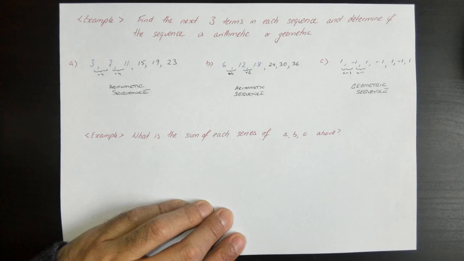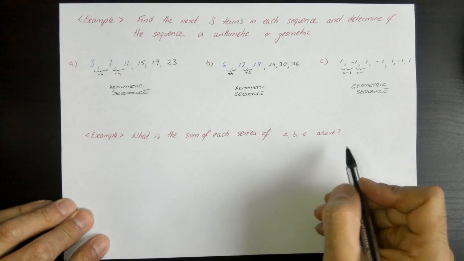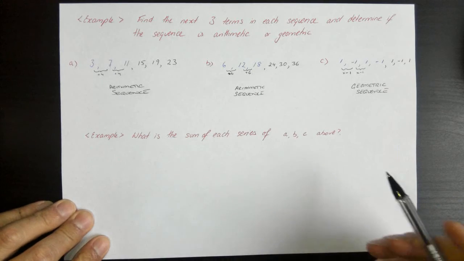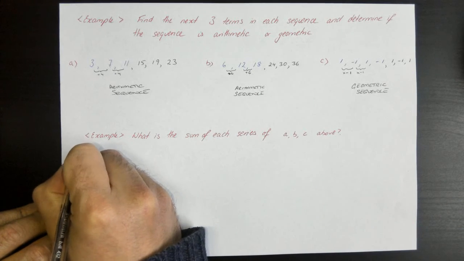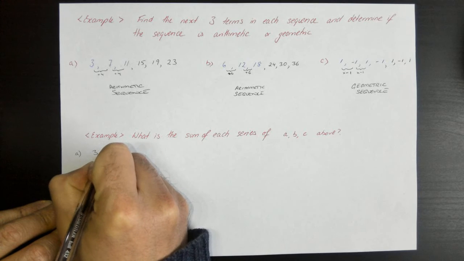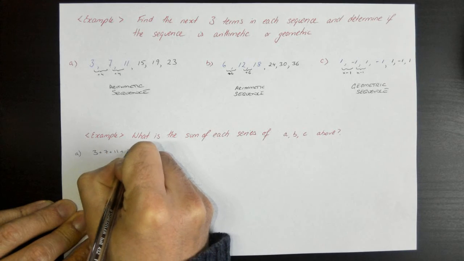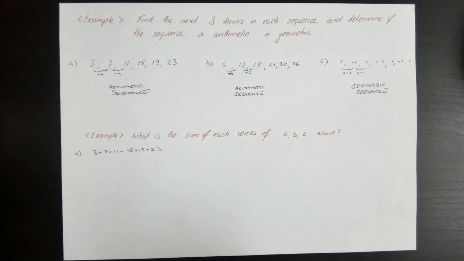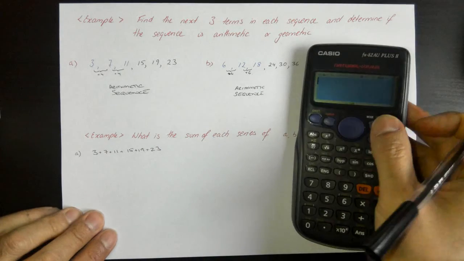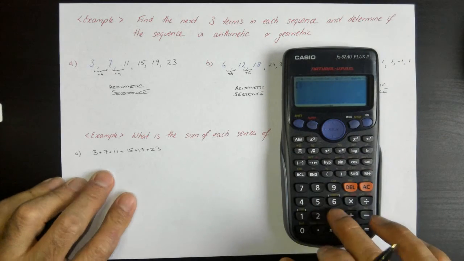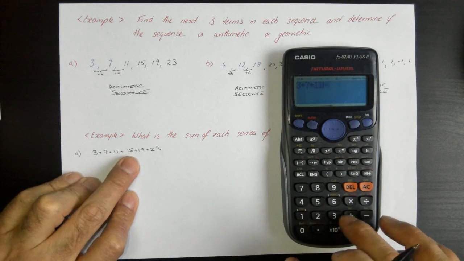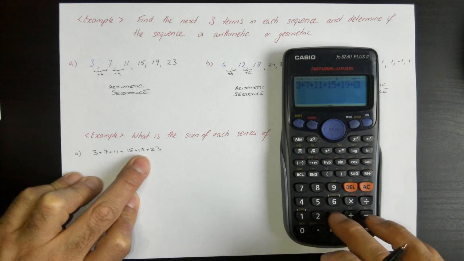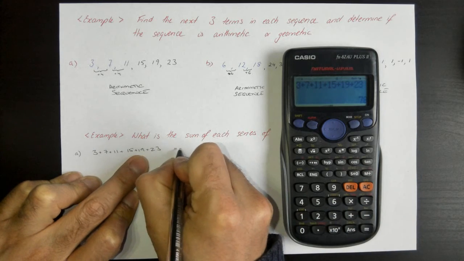All right, so we want to find the sum. We're going to find the sum of each of these. As soon as it becomes a sum, it's going to be a series. So 3 plus 7 plus 11 plus 15 plus 19 plus 23. I'm simply going to add them on a calculator. In this course we will find faster ways of adding series, but we're just going to do the basic. We're just going to add all the numbers together.